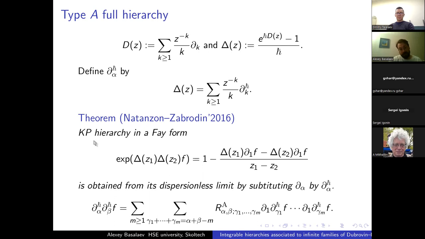Then KP hierarchy in a FA form, well, it's a very easy thing. So it's not due to Natan Zon Zabrodin, it was known previously. It's a very simple thing. It's once again an equality on the function f that depends on the infinite number of times. And on the left-hand side, you apply twice this nablas, take the exponent, and compare it with the expression on the right-hand side. Once again, it should be understood as a formal equality in Z1 and Z2.